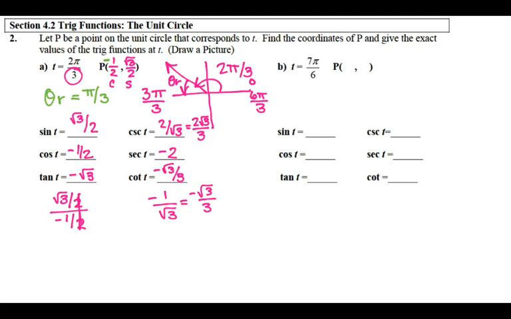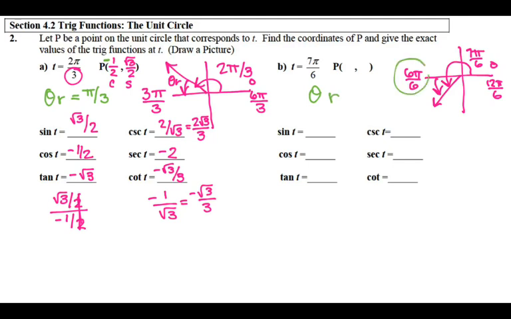For letter B, I'm going to do the same thing. I'm going to graph it. So 7 pi over 6. This time I'm working in sixths. So this is 6 pi over 6 and 12 pi over 6. 7 pi over 6 is going to put me in the third quadrant because it's past 6 pi over 6. Now this right here is my reference angle, so I need to ask myself how much further past 6 pi over 6 do I need to go to get to 7 pi over 6? And that is just 1 pi over 6.